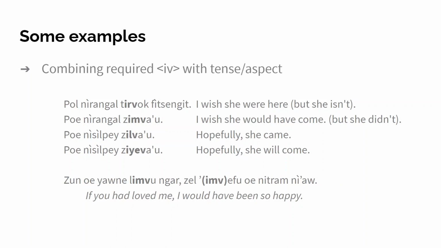Poe Nisilpey silva'u, hopefully she came. Poe Nisilpey sieva'u, hopefully she will come. Same reasoning here. And with Sun and Zel we also see it quite often. So Sun o jaune limvungar, Zel imvefu o nitram ne au. If you had loved me, but you didn't, I would have been so happy, but I wasn't. And here again note that we can leave out the imf in the second clause because again it's the same tense. So we have in both clauses here the past tense. If you had loved me, I would have been so happy. So two times past tense, so we can leave out the infix in the second one.